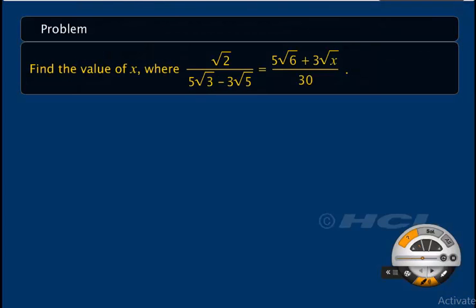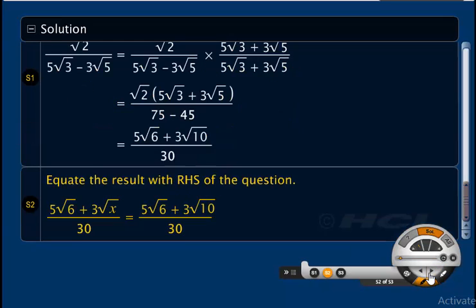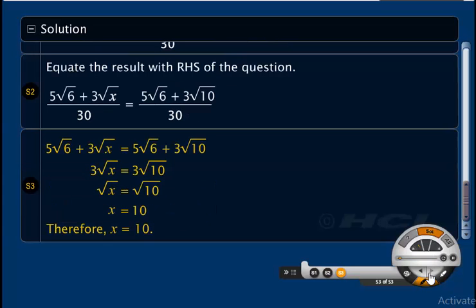Find the value of x in the given equation. First, we rationalize the denominator of the left-hand side of the equation. Next, we compare the result with the right-hand side value. Thus, we find the value of x.